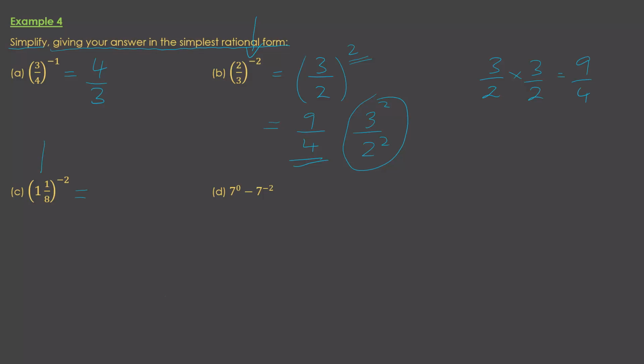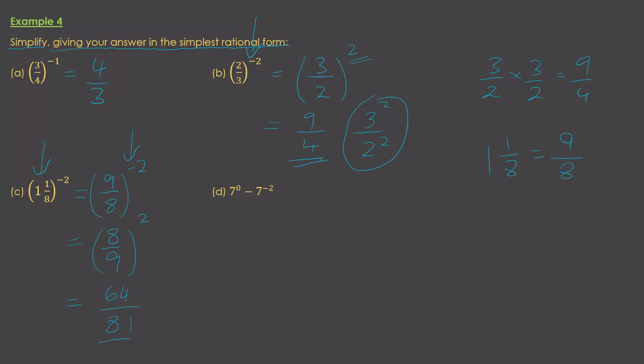For the next one, whenever you get this situation, turn the mixed number into an improper fraction. So for 1 and 1/8, that's 8 times 1, add 1 is 9/8. So it's going to be 9/8 to the -2. And then the negative part of this index is going to turn the fraction upside down, but we still have the squared.